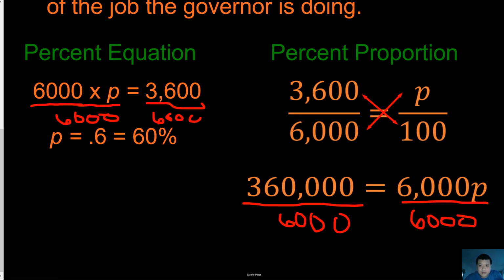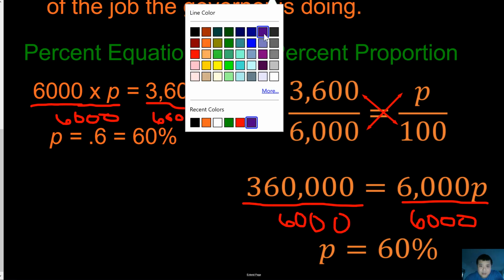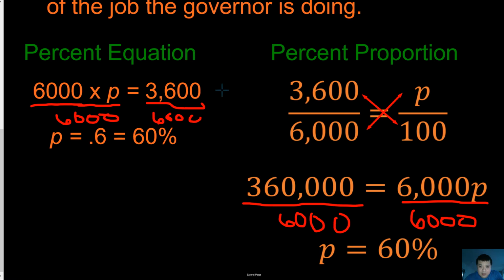As a result, we find that P equals 60%. Notice that these two parts right here on both sections, 6,000 times P equals 3,600 is very similar to 6,000 P equals 360,000. That's because they come across the same way.